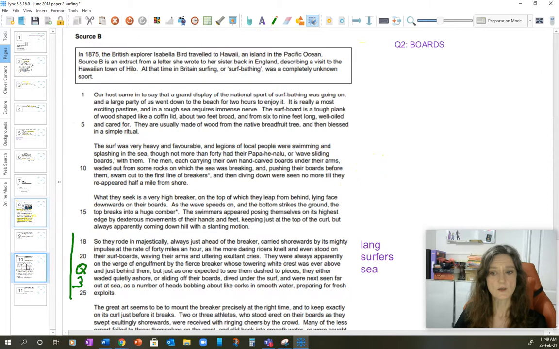Right, let's have a look at source B then. So let's read the blurb in the box. In 1875, the British explorer Isabella Bird travelled to Hawaii, an island in the Pacific Ocean. Source B is an extract from a letter she wrote to her sister back in England. So the other one was from a book. This one's from a letter.